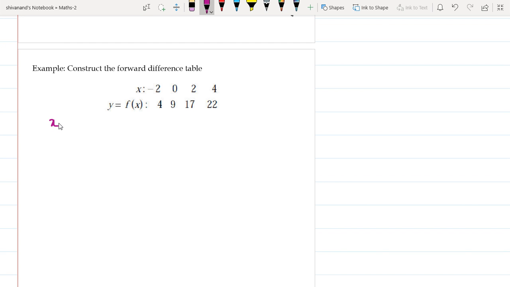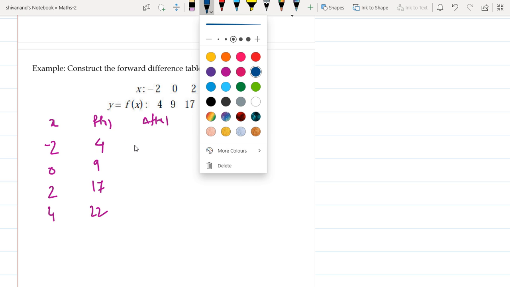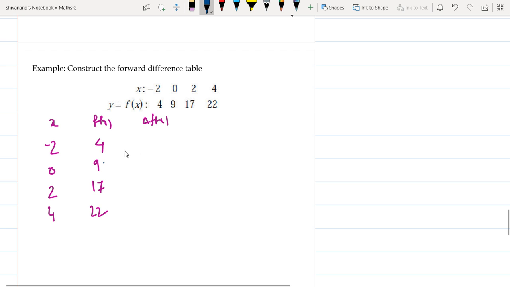So we can try to construct this table. This is the x value: minus 2, 0, 2, 4. They are equally spaced, equidistant. What is f of x given? This is 4, 9, 17, and 22. Fine. So what is delta f of x?